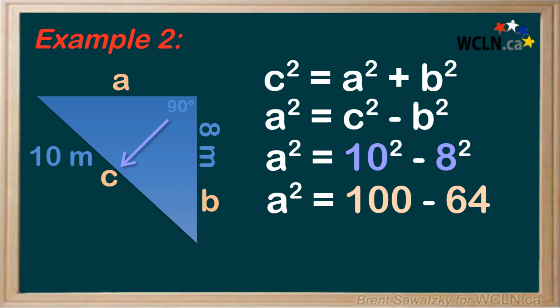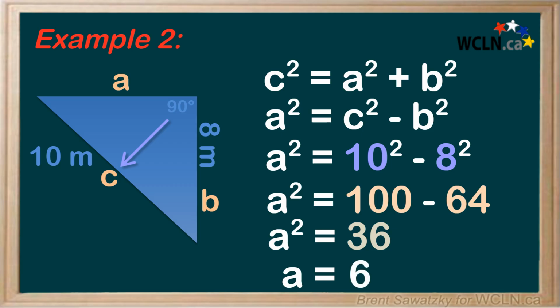So a squared is 100 minus 64, and you may pull out a calculator or not, just do it in your head if you want to try that, but we get 36. And we're not done. We want the side length a, not a squared. So we'll have to square root both sides, and so we get a, the square root of 36 is 6. So the length of our missing side is 6 meters. Again, we'll use the same units as our given sides. And we're done.